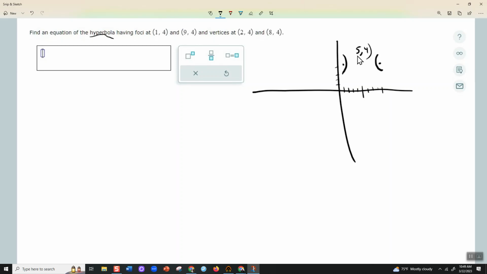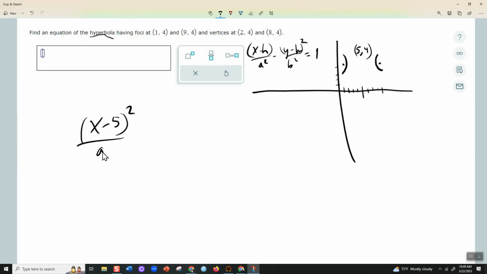So 5, 4 is my center, and it is horizontal, so it's going to be this formula, x minus h squared over a squared minus y minus k squared over b squared equals 1. Hyperbolas and ellipses are always equal to 1. So for the center part, I just got to plug in these numbers. So it's going to be x minus 5 squared over a squared minus y minus 4 squared over b squared equals 1.